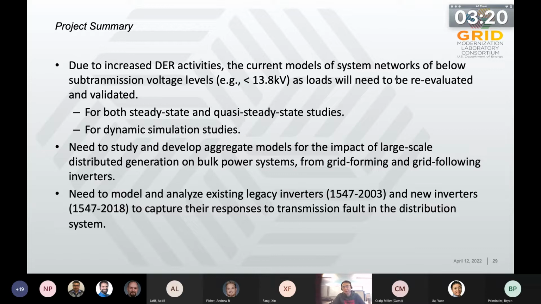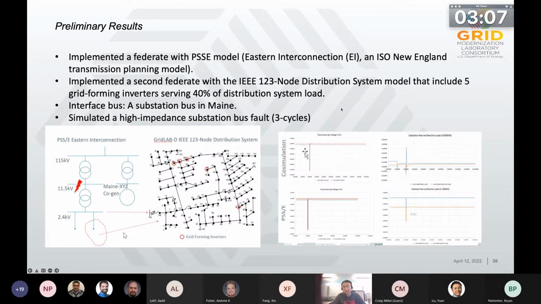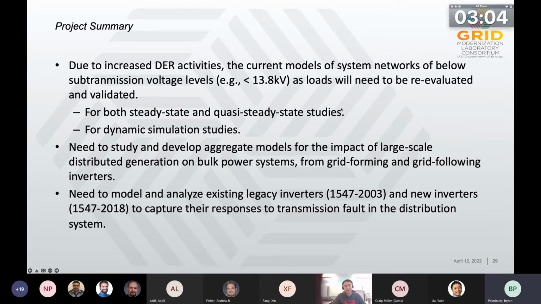So we need to reevaluate these load models for both their steady state and quasi-steady state performance, as well as their dynamic performance. We also need to study and develop aggregate models to evaluate the impact of large-scale distribution systems on the bulk power system, from both grid-forming and grid-following inverters. Currently most of the PV inverters out there in the distribution grid are grid-following inverters.